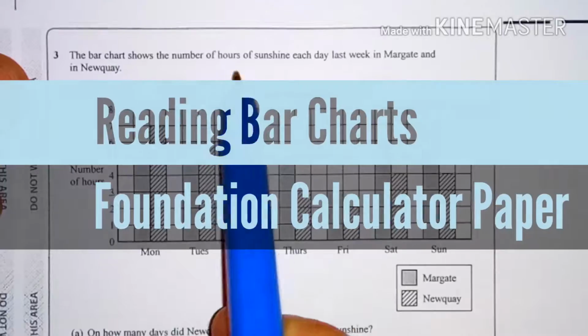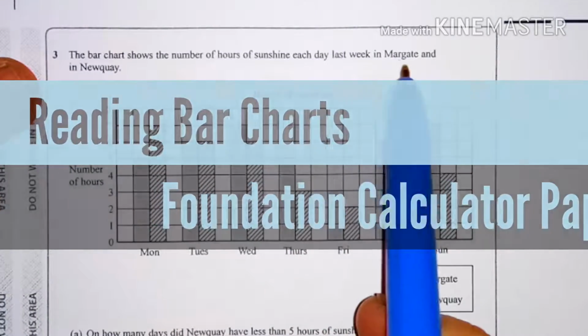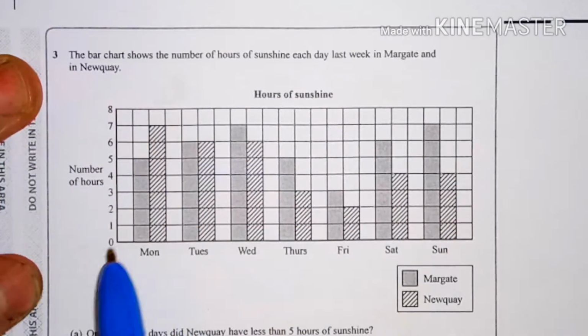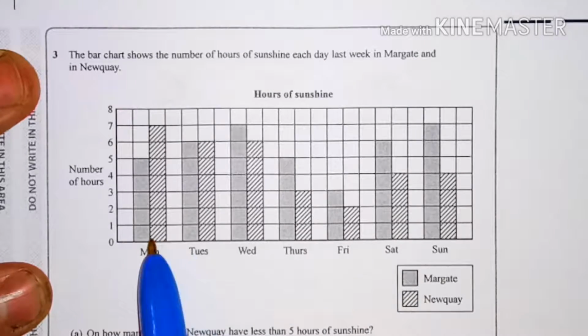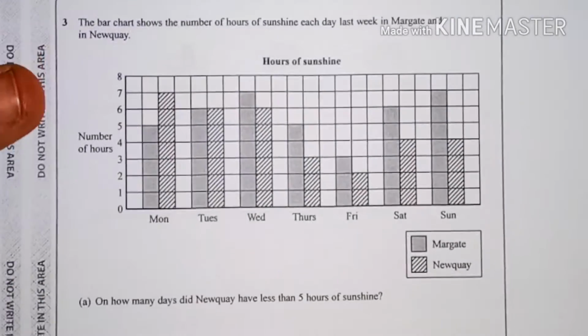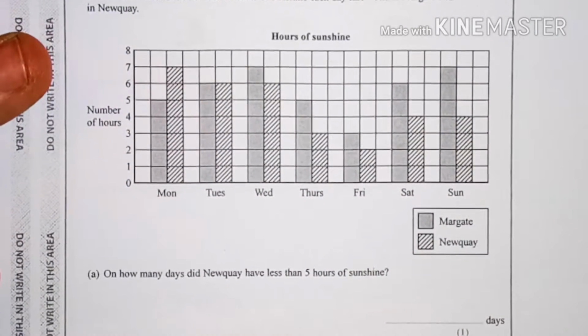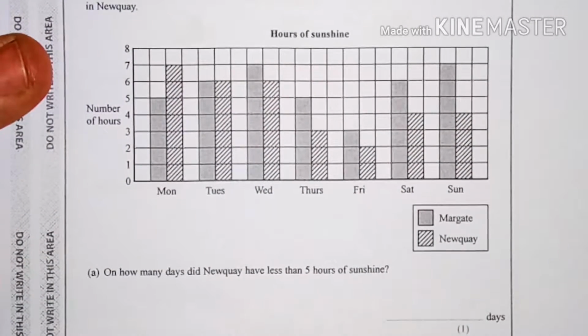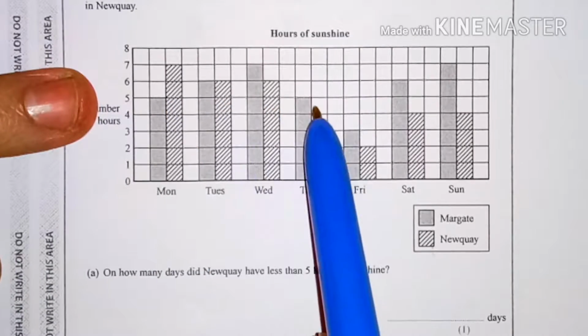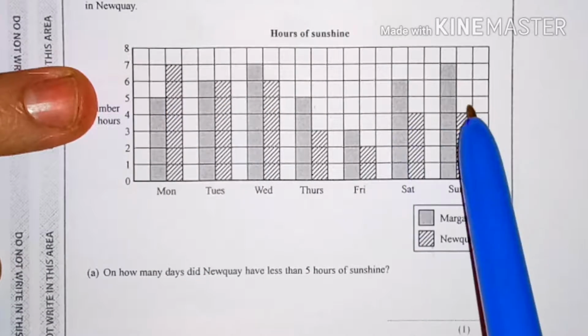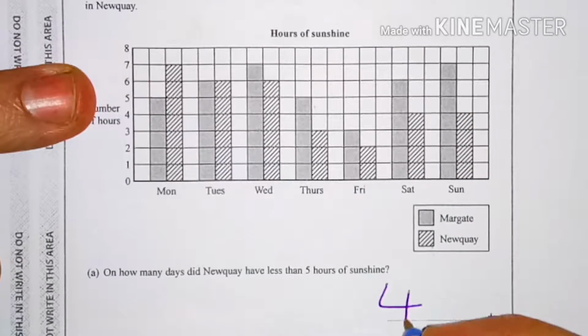The bar chart shows the number of hours of sunshine each day last week in Margate and in Newquay. It's a bar chart. Okay, the ones that have got the lines through is Newquay, the other ones are Margate. How many days did Newquay have less than 5 hours of sunshine? Right, so Newquay's the one. 5 hours is here. Nope, nope, nope. 1, 2, 3, 4. So the answer is 4.